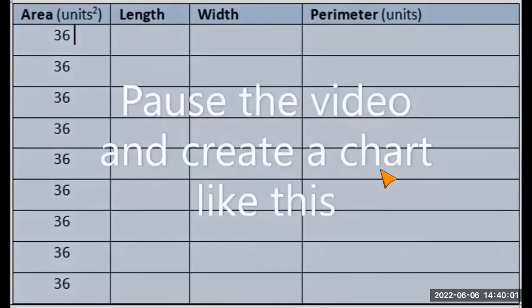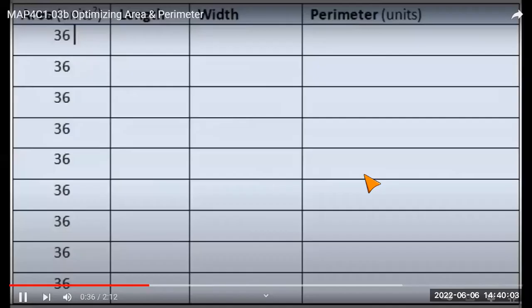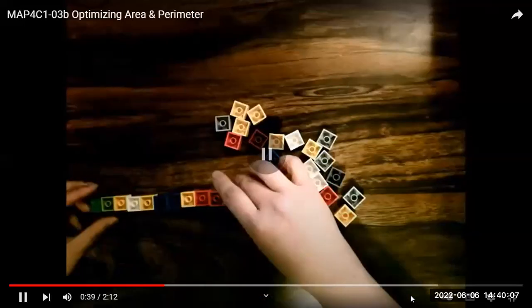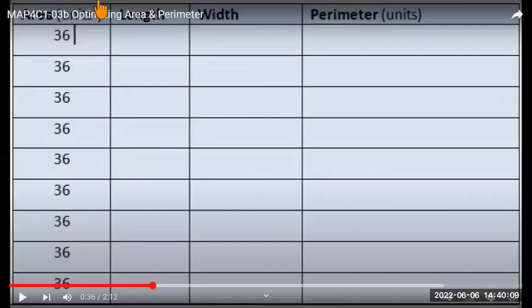Okay, so create a table like this one. You have your area, length, width, and perimeter. So perimeter is what we want to optimize. We want the smallest perimeter possible.